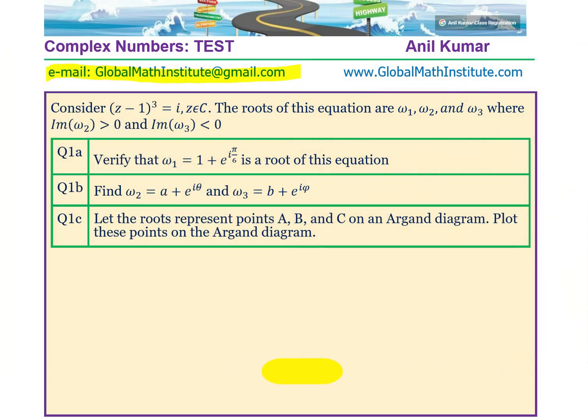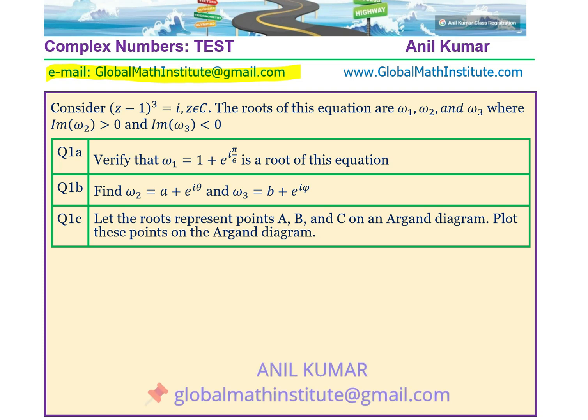Now let's look into the solution of this problem. Consider (z - 1)^3 = i, where z belongs to the complex numbers. The roots of this equation are omega 1, omega 2, and omega 3, where the imaginary part of omega 2 is greater than 0 and that of omega 3 is less than 0. We have three parts to this question.